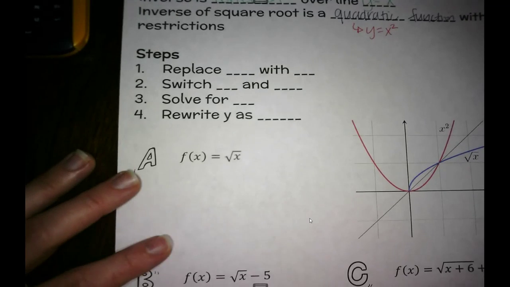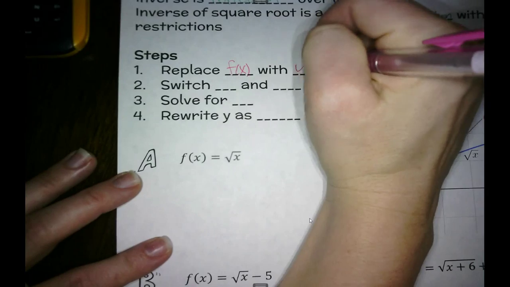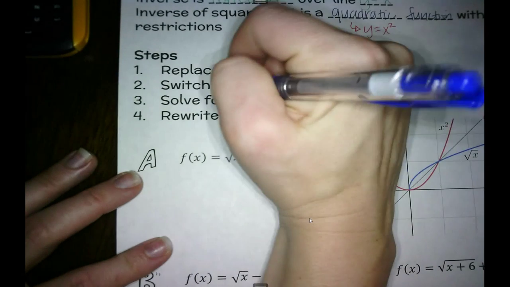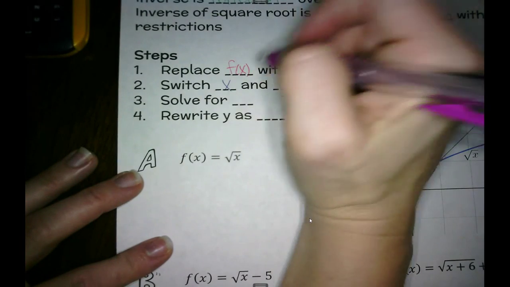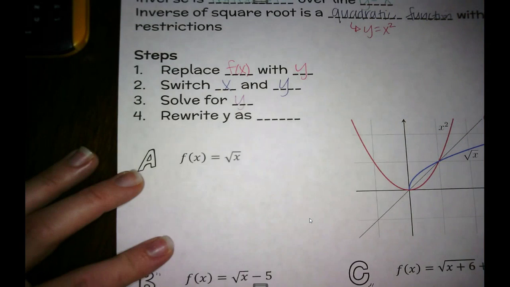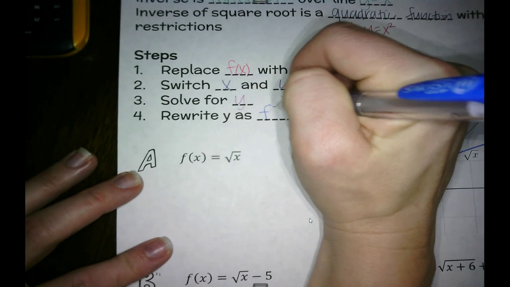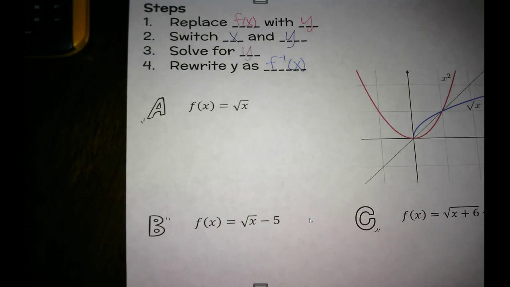So our steps here are going to be the exact same that we were doing when we were talking about our inverse functions. So we're going to replace our f of x with a y, and then we are going to switch our x's and our y's, and we are going to solve for y. Finally, we will rewrite our y as f of negative 1 of x. Remember, that means inverse. That's our inverse function. So let's do that.